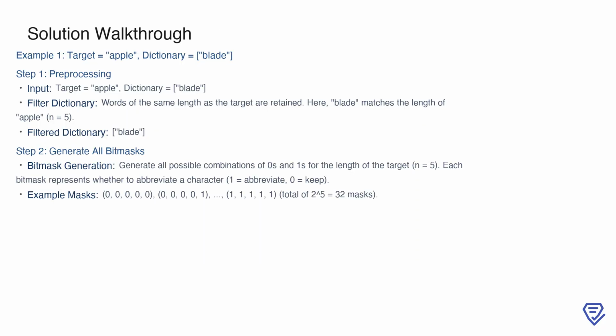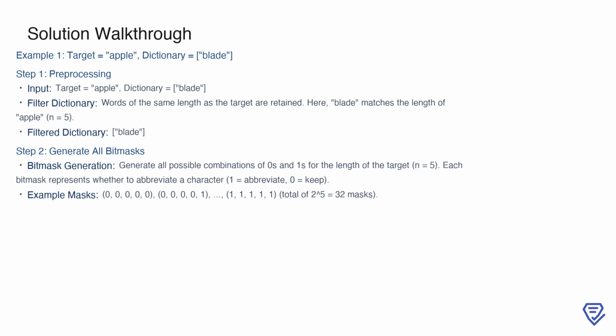To solve the problem, we begin with pre-processing. Our target word is apple, and the dictionary contains one word, blade. The first step is to filter the dictionary to only include words that are the same length as the target. Since blade has the same length as apple, it remains in the filtered dictionary. Next, we generate all possible bit masks for the target word. A bit mask is a combination of zeros and ones, where each bit represents whether to keep or abbreviate a character in the target. For a word of length 5, such as apple, there are 2 to the power of 5, or 32, possible bit masks.